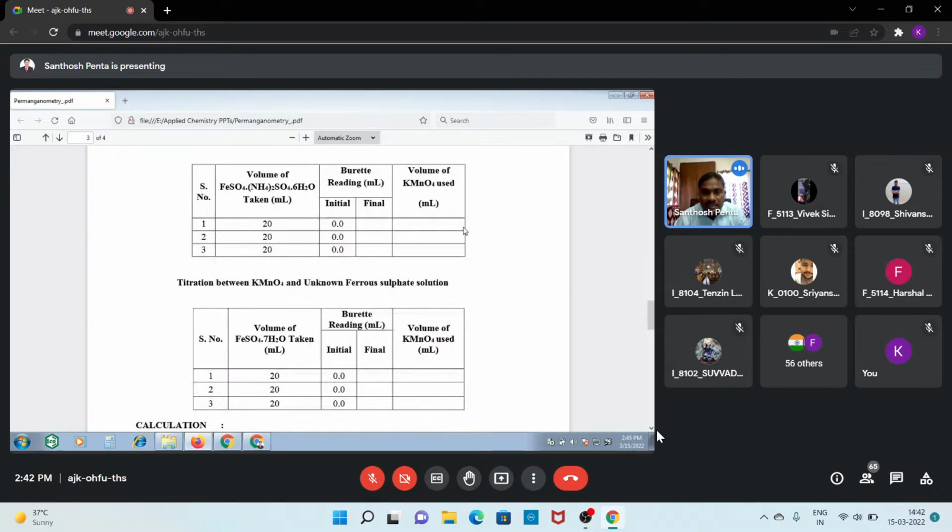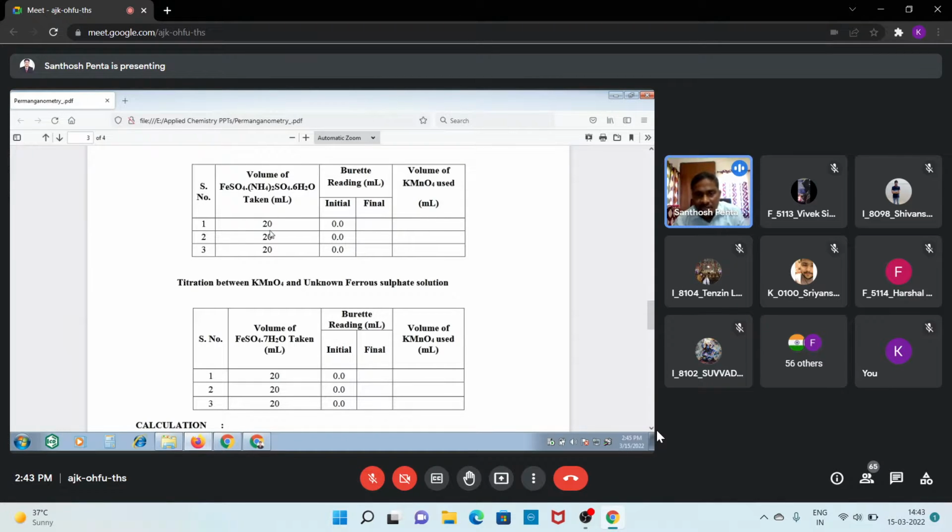See, what is the concordant reading? That means the next immediate reading should be the same. The consecutive readings should be the same. For example, in the first titration, let us assume that you got 10.0. That means the volume of potassium permanganate consumed is 10.0.